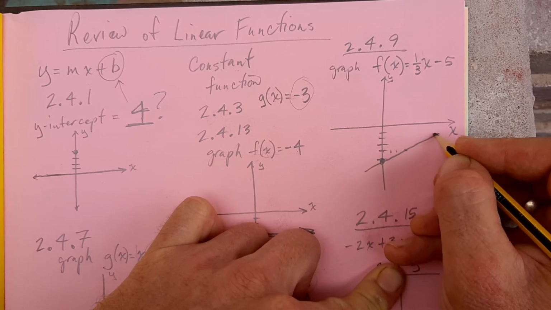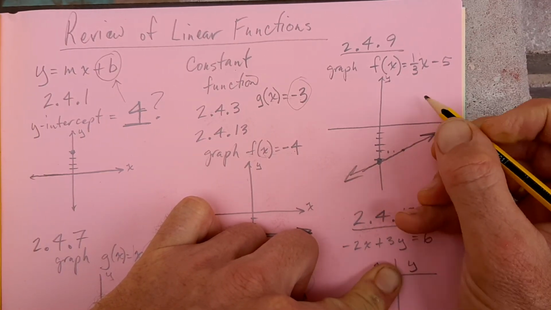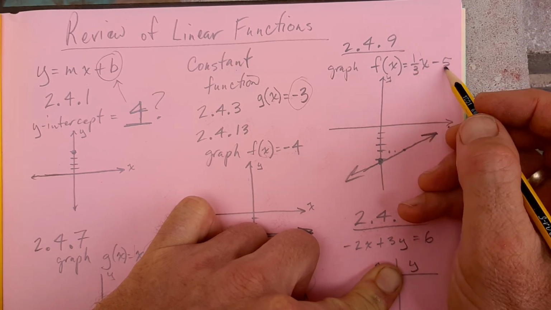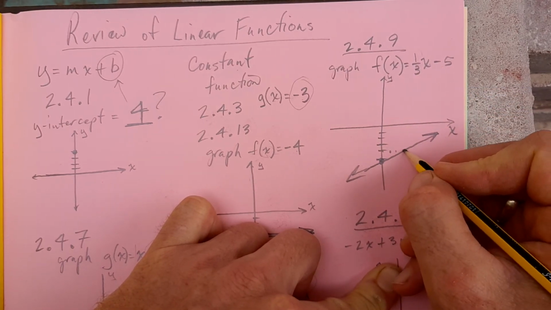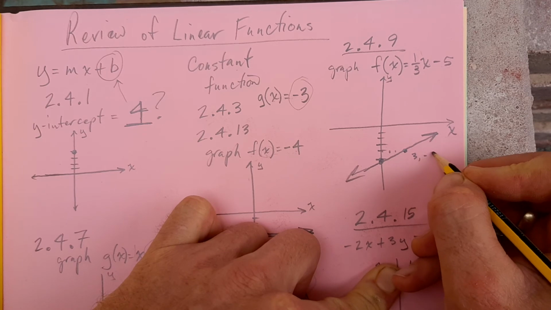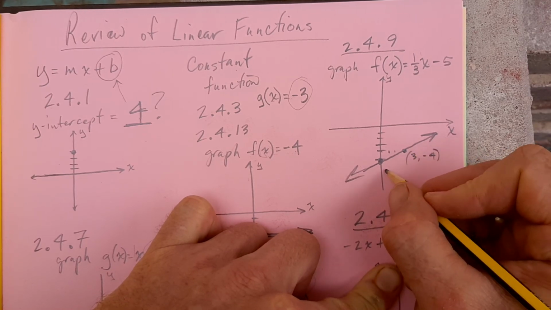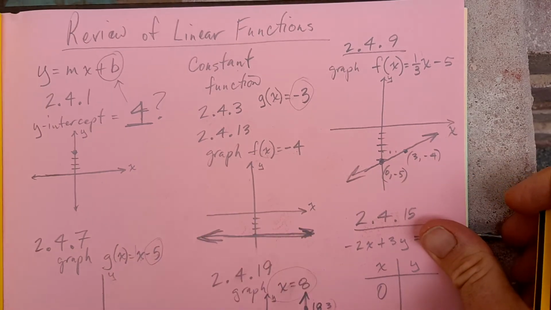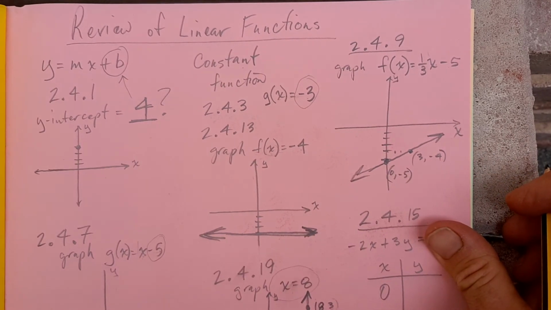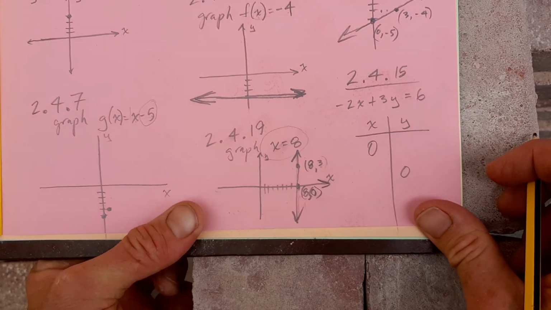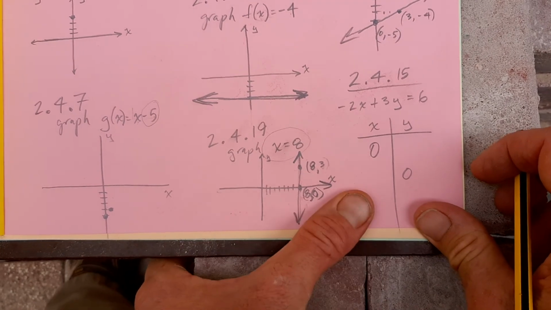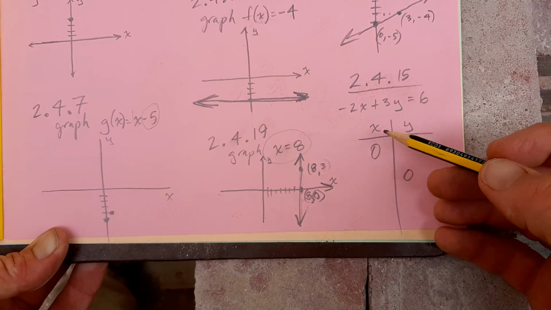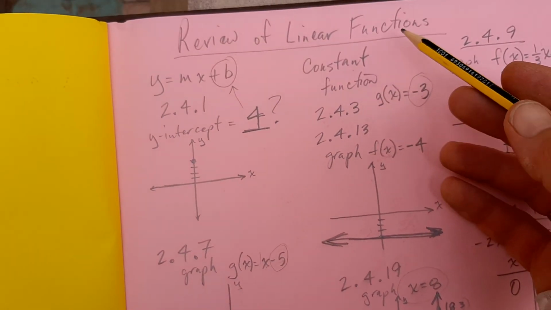If you want, you could substitute a 3 in for x. You're going to have the point 3, comma, negative 4. That's 3, comma, negative 4. This is 0, comma, negative 5. Those 2 points. That's number 2.4.9 and 2.4.15. I'm kind of skipping around. I'm just on the actual problems. I just want to group together the review of linear functions.